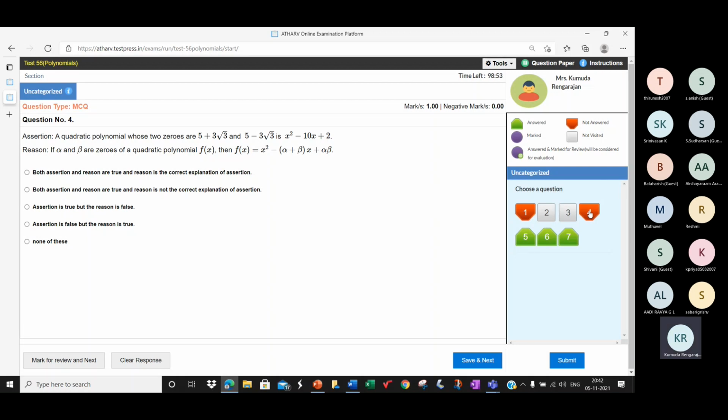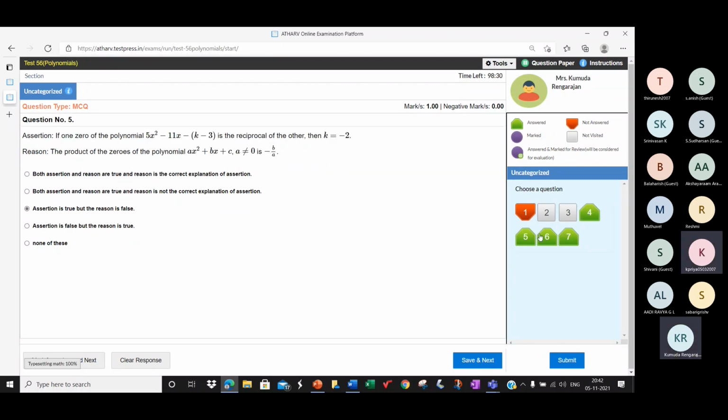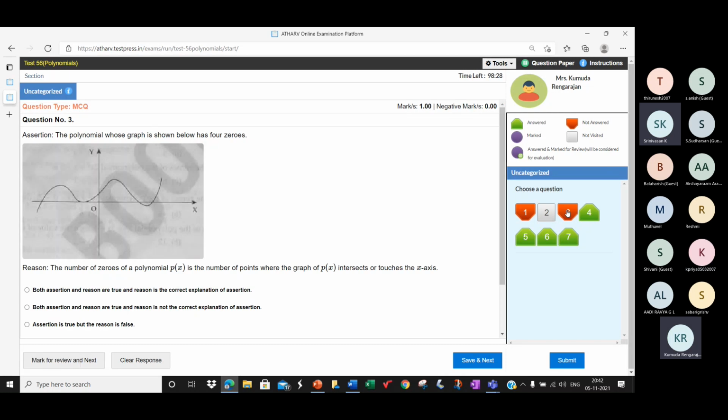And the reason: if alpha and beta are the zeros of a quadratic polynomial f of x, then f of x is equal to x squared minus alpha plus beta times x plus alpha beta. That's true. So assertion is true. Oh, sorry. Assertion is false, but the reason is true, right? Yes or no? Yes, yes, ma'am. Okay.